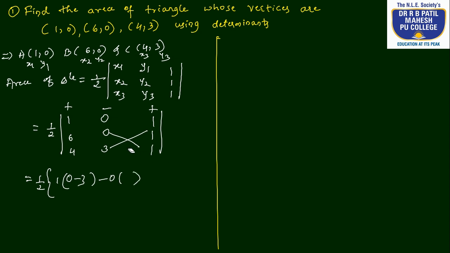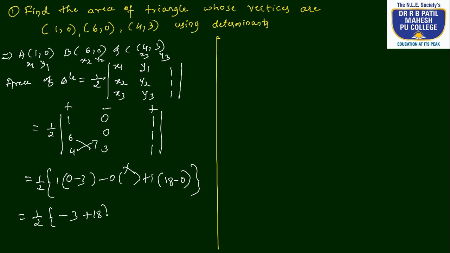Next, plus 1 into, leave the row and the column, cross multiplication, 18 minus 0, because 4 into 0 is 0. Then if I simplify this number, I'm going to get minus 3, 0, neglect it, plus 18. So 18 minus 3 is 15. 15 by 2 square units is the answer. Okay, 15 by 2 square units is the area of triangle.